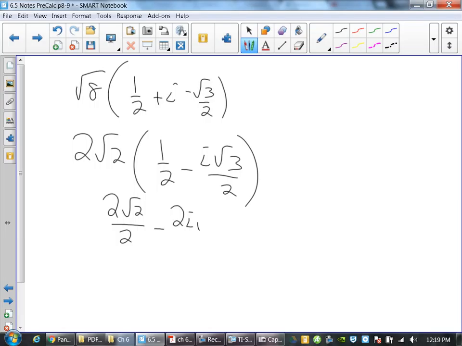Good. From here to here, and then I'm just going to distribute in. I'm just doing long form because now I'm going to be able to simplify my fractions. What's 2 over 2? 1. And what's 2i root 6 over 2? It's going to be i root 6. So my final answer then is just root 2 minus i root 6.